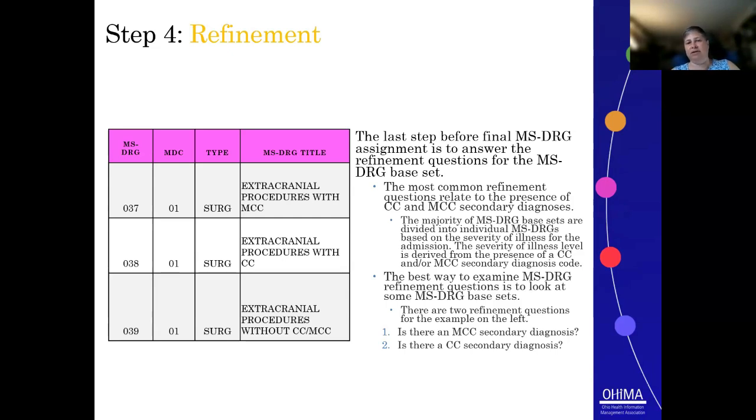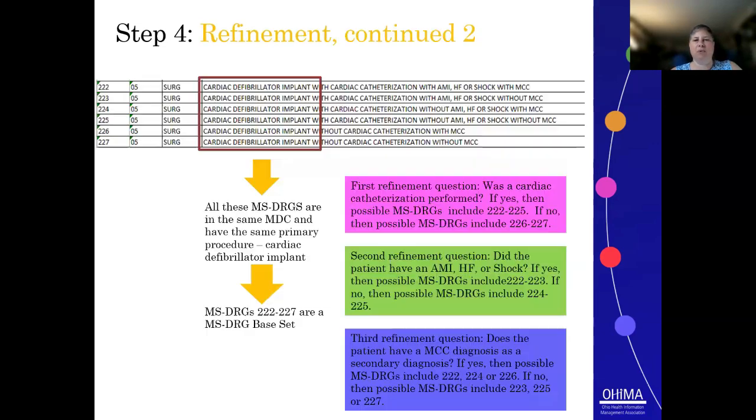We've assigned our MS-DRG. If there isn't an MCC, then we move to our next question. Is there a CC secondary diagnosis? If the answer is yes, then we assign MS-DRG 38, extracranial procedures with CC, and then the process is complete. If there's neither an MCC or a CC secondary diagnosis, then we assign MS-DRG 39, and that's our lowest level of severity of illness.